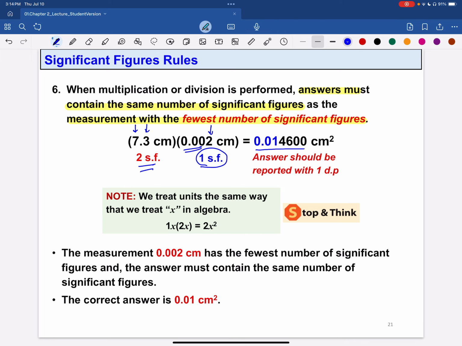So in this case, you report with one significant figure, 0.01, then we stop right here. So the final answer of this math is 0.01 centimeter square. We treat the unit the same way we treat x. So 1x times 2x equals x squared. Then 1 centimeter times 3 centimeters equals 3 centimeter square. Right? So that's how the significant figure rules are applied.